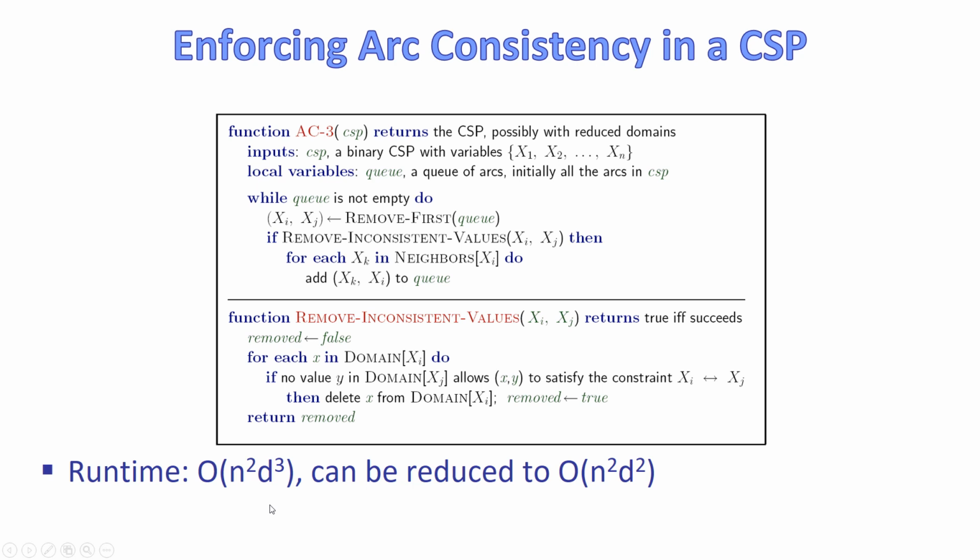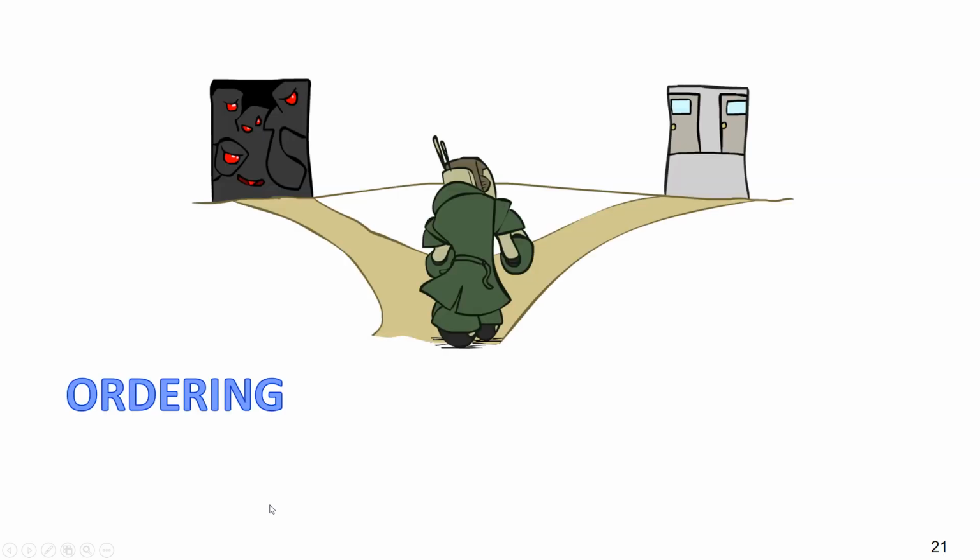With that, we are done with filtering. And remember, filtering was the first of the three ways of improvement that we can do over backtracking: filtering, ordering, structure. And in filtering we discussed forward checking and we discussed arc consistency.